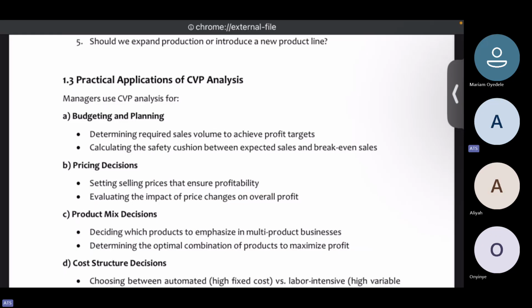Now, it also helps with pricing decisions. So CVP analysis will help you to set the best prices for your goods, so that you don't push away customers and you still make enough sales to cover your costs and make profits.